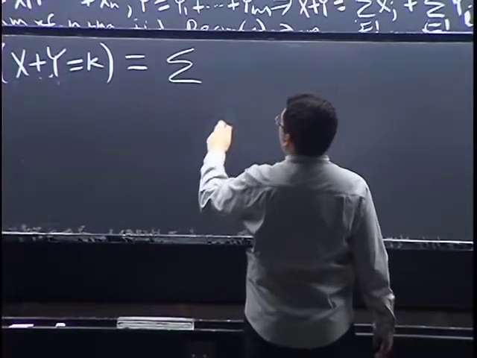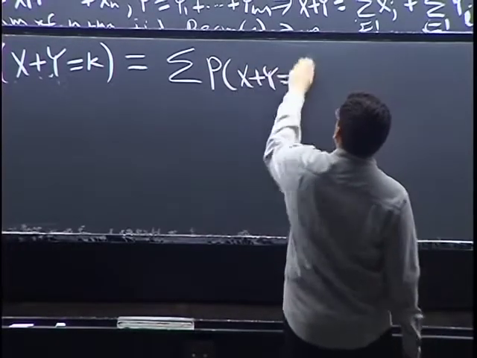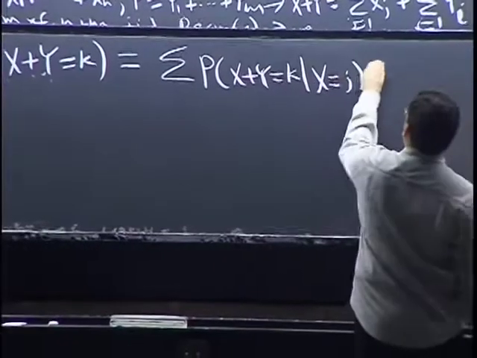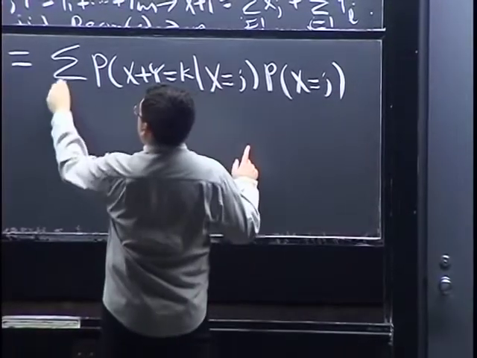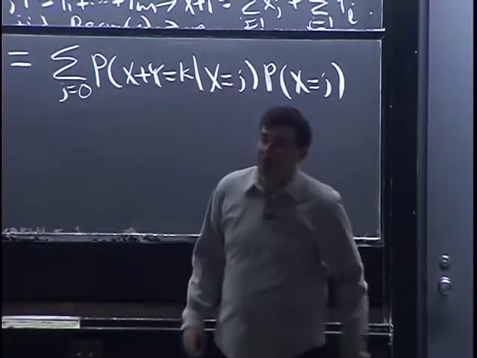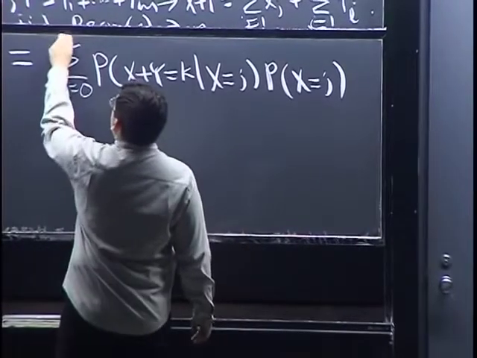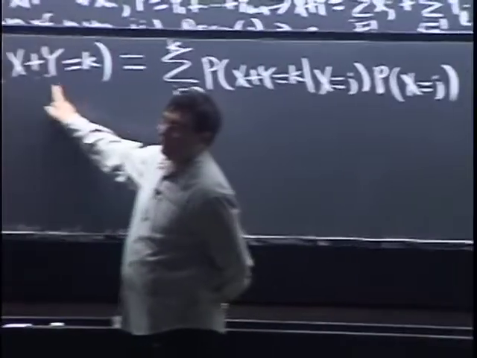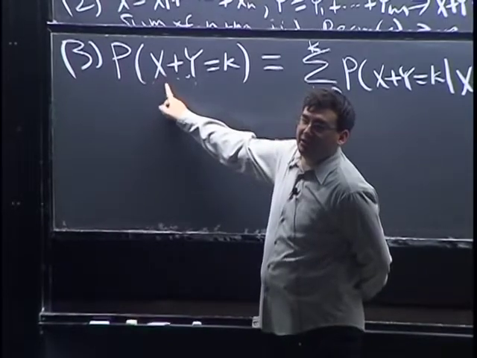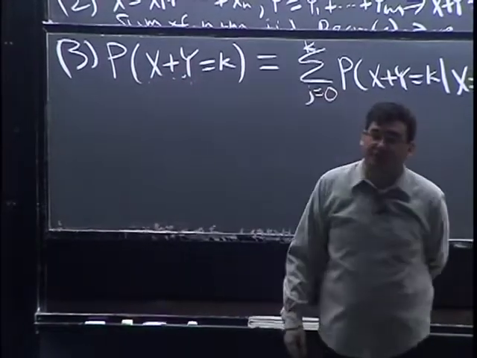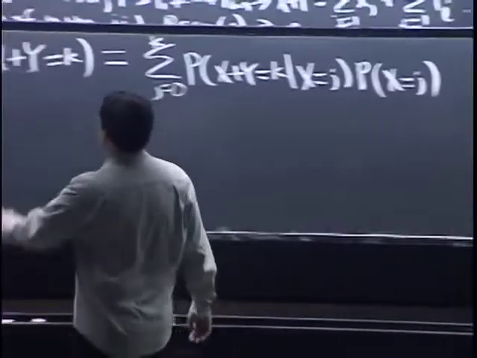So we know that this is the probability that X plus Y equals k given X equals j, times the probability that X equals j, summed over j from 0 to n. But actually, let's just sum up to k, because if the sum is equal to k, there's no way that X on its own could be greater than k, because you're adding up two non-negative things. So we could sum up to k. Now, let's just compute this.